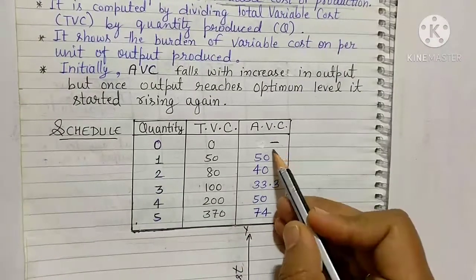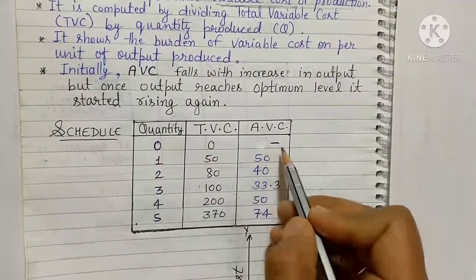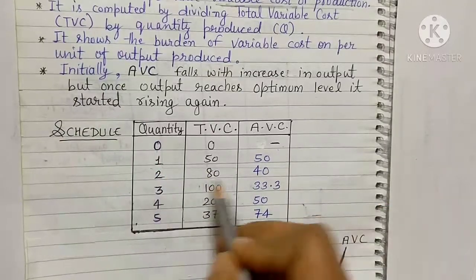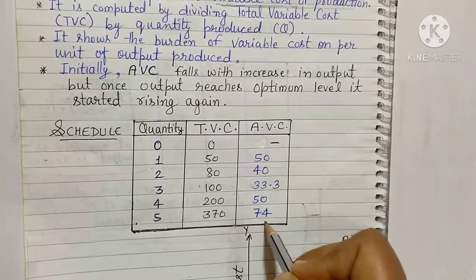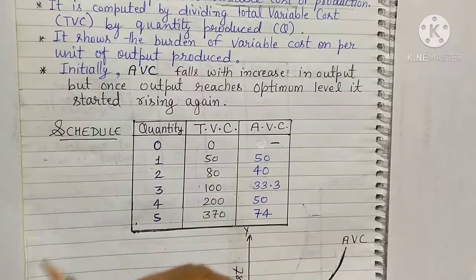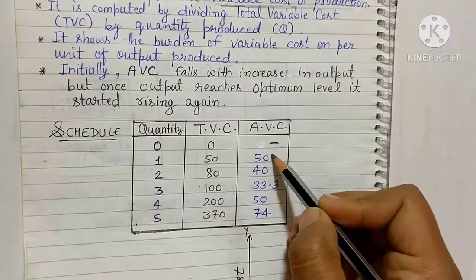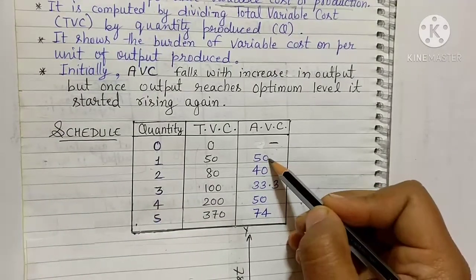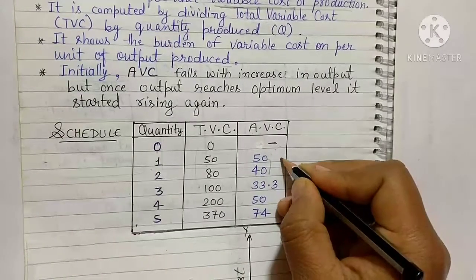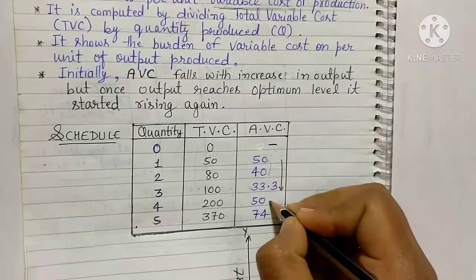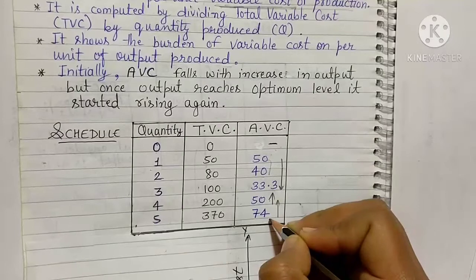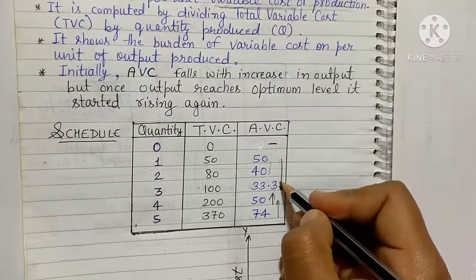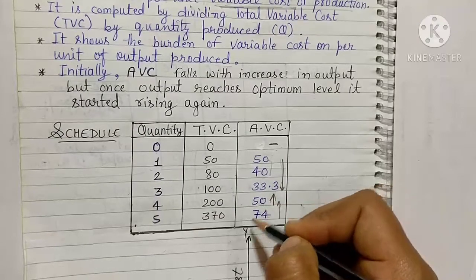Initially, as you can see here, AVC is TVC divided by quantity: 0, 50 divided by 1 is 50, 80 divided by 2 is 40, 100 divided by 3 is 33.3, 200 divided by 4 is 50, 370 divided by 5 is 74. TVC we have taken from the backside, as I explained earlier in part one. So as you can see here, AVC initially falls, from 50 to 40, then 40 to 33.3, and then at this point it starts increasing again: 33.3 becomes 50, then 50 becomes 74. So first it falls to some level, and then it starts increasing again.